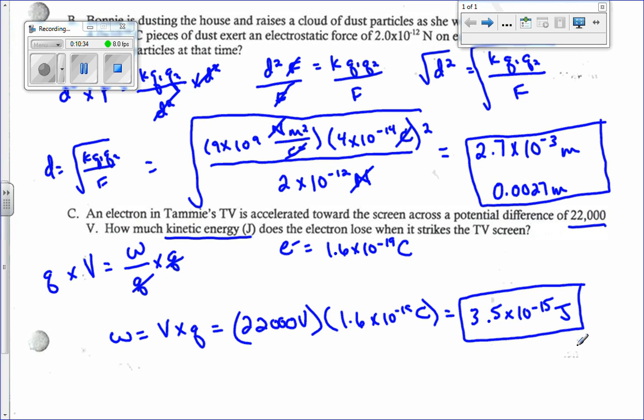Turn your paper over. Number 1 is just like example A. Number 2 is just like example B. Number 3 is just like example C. And number 4 is like example A, but you need to convert centimeters to meters.